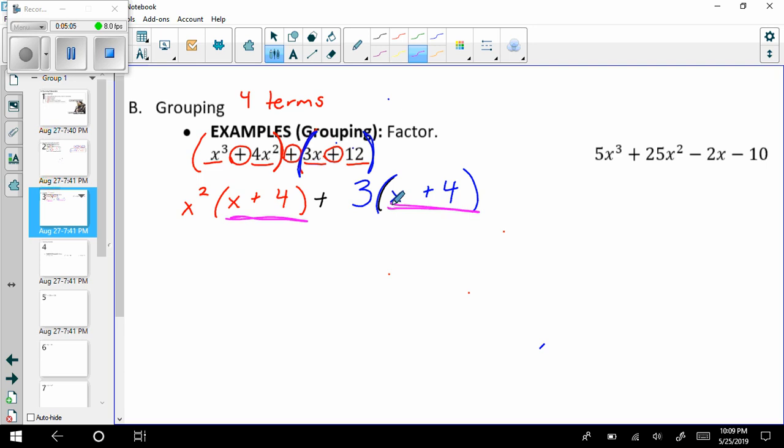So the last step, here's one chunk, here's the other chunk. What do they both have in common? Well, they have the x plus 4's in common. So I can factor that out.